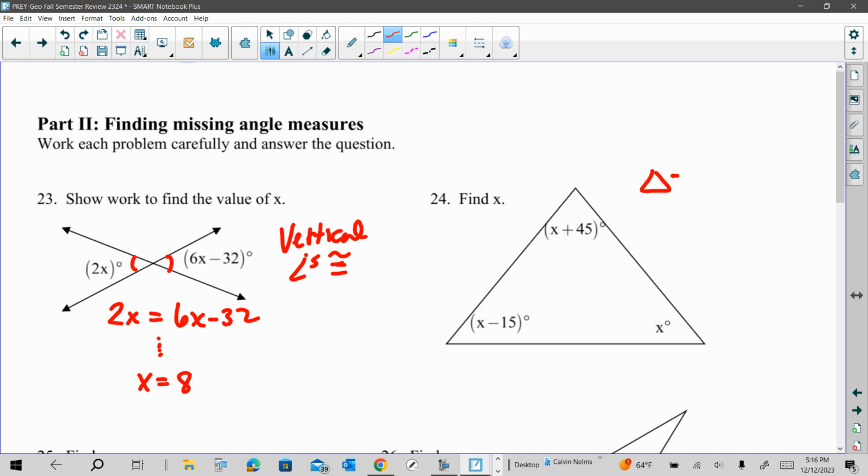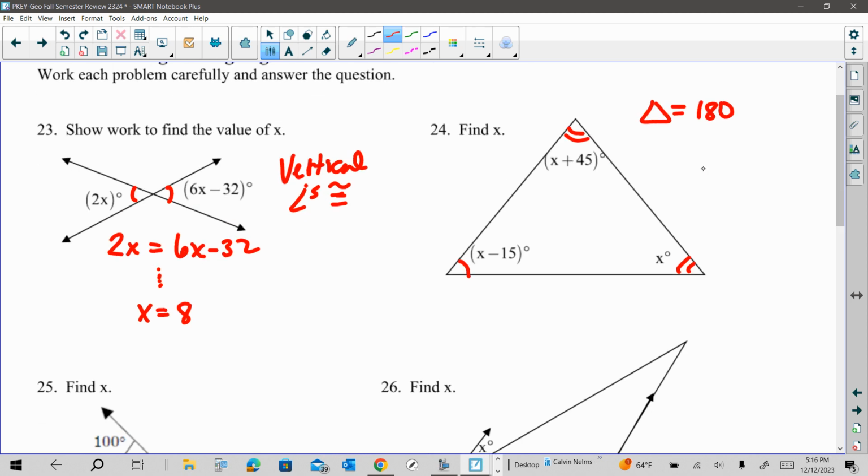Here we should be using triangle equals 180. So we should be adding up all three angles and making the equation equal to 180. All right. Here we should end up with x equals 50.